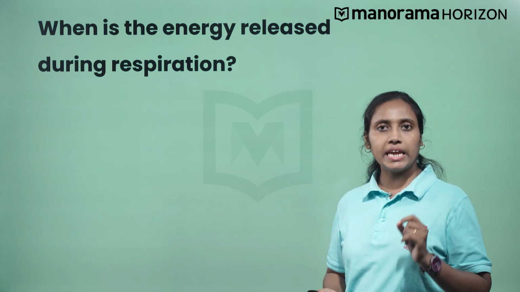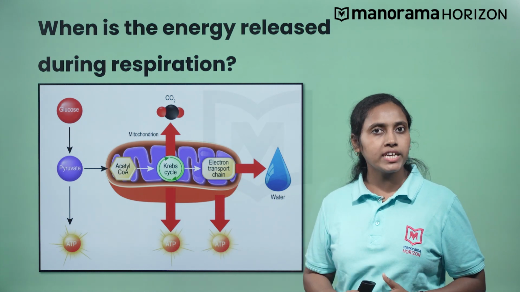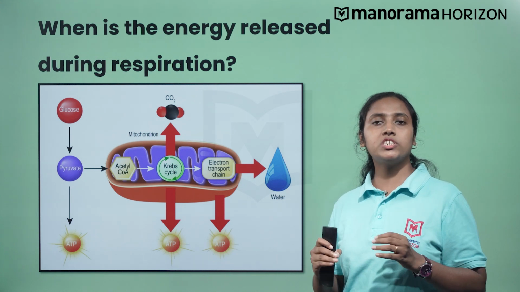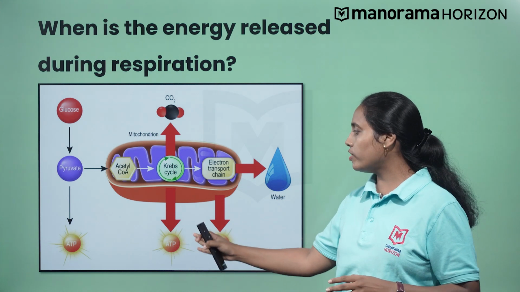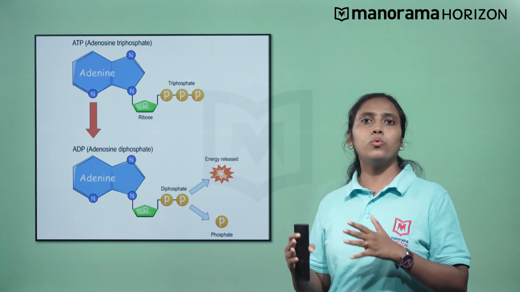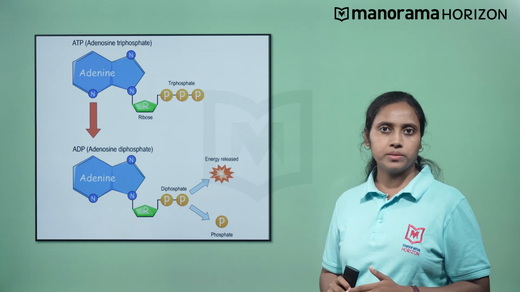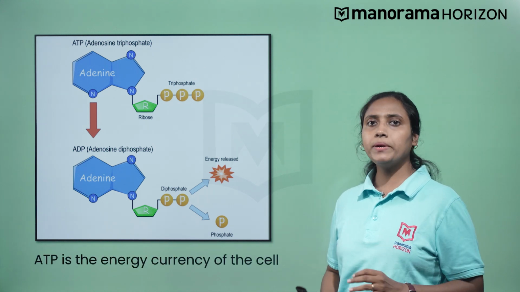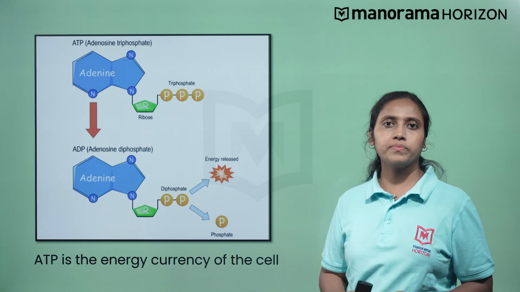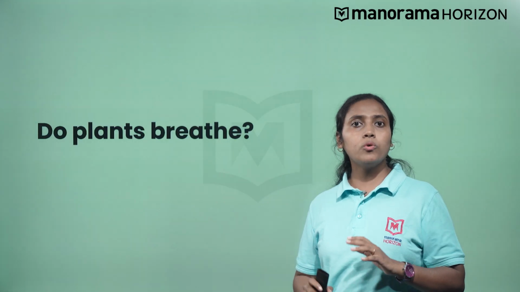Energy is released in a series of slow step-by-step reactions controlled by many enzymes. The released energy is trapped in the form of ATPs. ATP gets converted into ADP as per the body's requirement of energy. Therefore, ATP is considered as the currency of the cell. Let's now come back to the very first question. Do plants breathe?